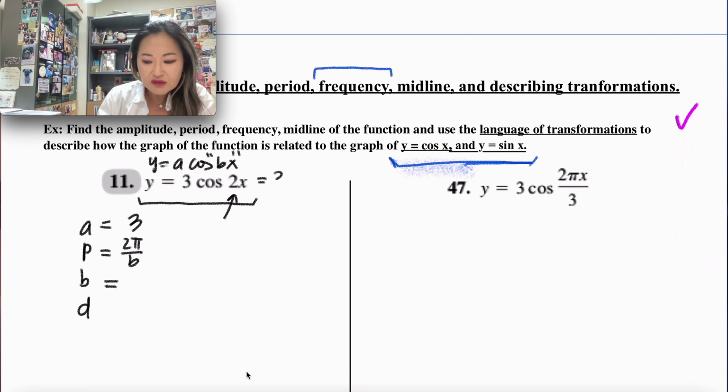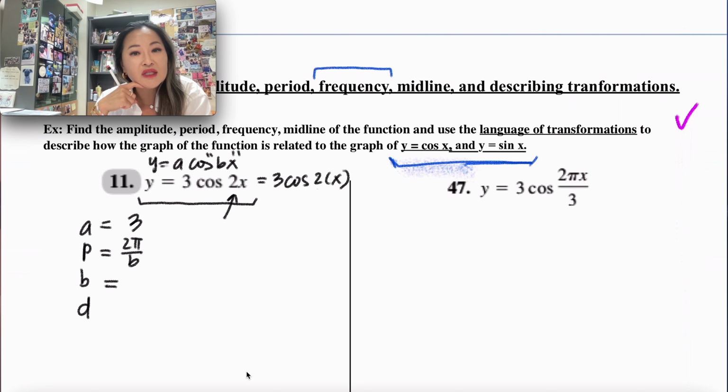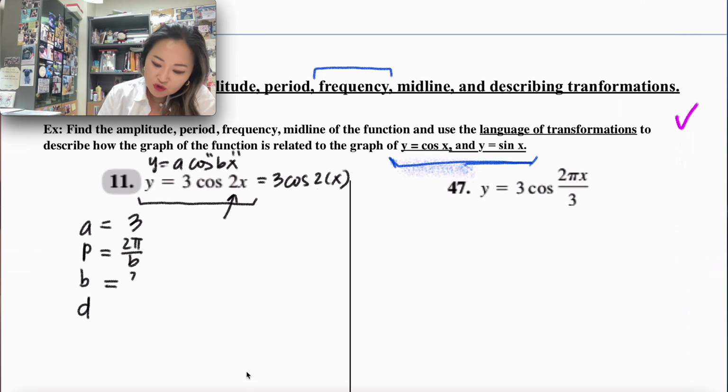Now, if you want, you could write this as 3 cosine 2x. You could keep the 2 outside, and you'll see why that's kind of helpful later, okay? So 2 pi over b. Sorry, our b is 2, so 2 pi over 2. It's going to be pi.